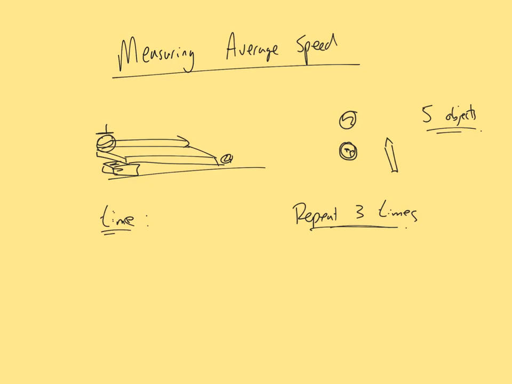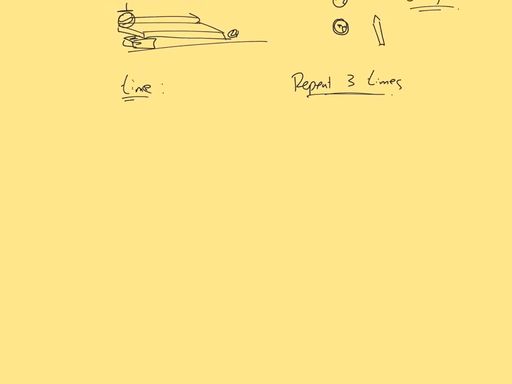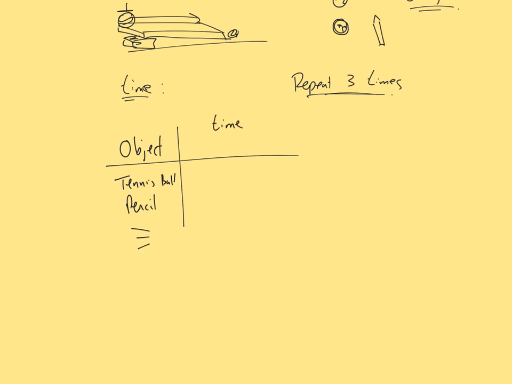In terms of recording the results, the thing we're changing, which is called the independent variable, always goes first in the results table. So that would be the object. So I put here, for example, my tennis ball, my pencil, etc. And then we would have the thing we measure, which is the dependent variable, and that's how long it took. But we're going to do that 3 times. So 1, 2, 3. And then we're going to record the average of those 3 results.